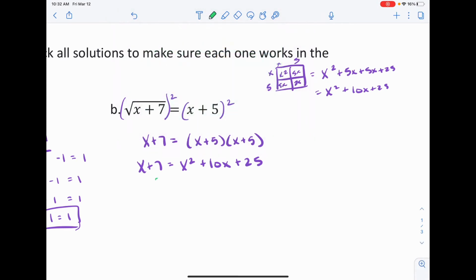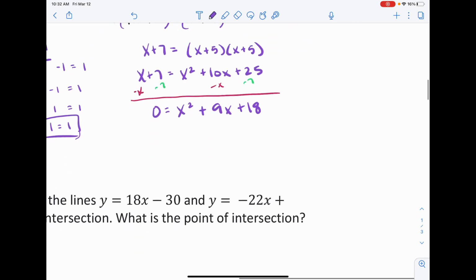I'll go ahead and subtract 7 on both sides, and at the same time here, I might as well just subtract the x. So we've got 0 equals x squared plus 9x plus 18. Now I'll do our double parentheses. So what multiplies to be 18 but adds or subtracts to be 9? So our factors of 18, we have 1 and 18, 2 and 9, 3 and 6.